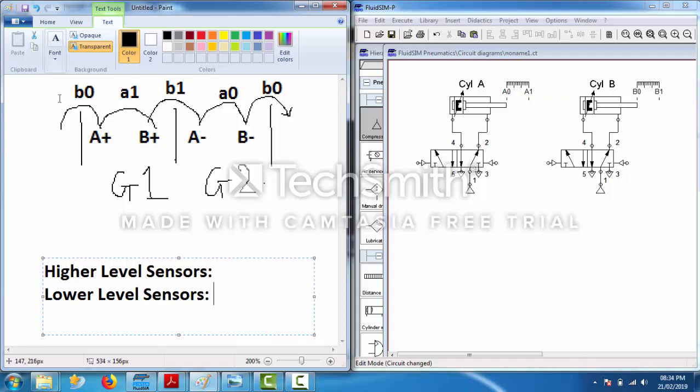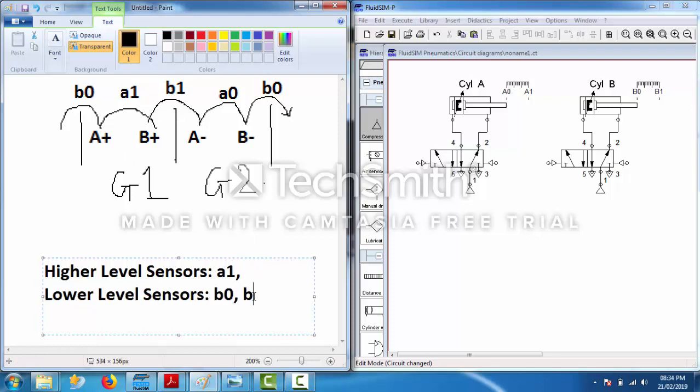Which is the first lower level sensor? B0. Next sensor is A1. A1 is staying in the same group, so it is a higher level sensor. Next is B1. B1 is going from group 1 to group 2.